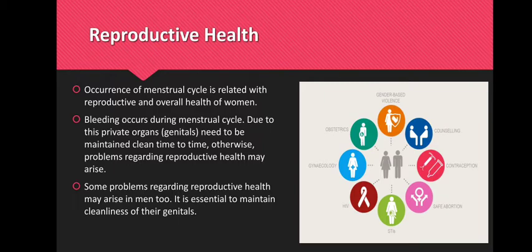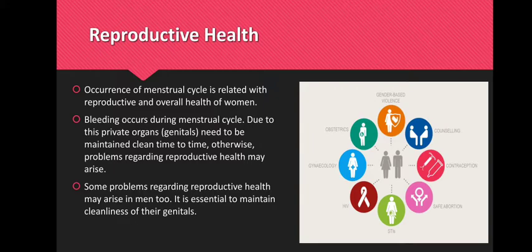Bleeding occurs during the menstrual cycle. Due to this, the private organs, that is the genitals, the area near the vagina and the vagina and uterus itself, need to be kept clean all the time. Otherwise, problems regarding reproductive health may arise. Women may face problems of infections like fungal infections or urinary tract infection or maybe reproductive tract infection, right? Some problems regarding reproductive health may arise in men too. It is essential to maintain cleanliness of their genitals too, right?